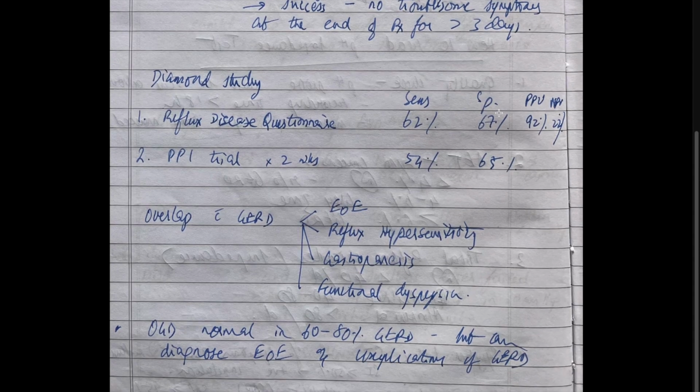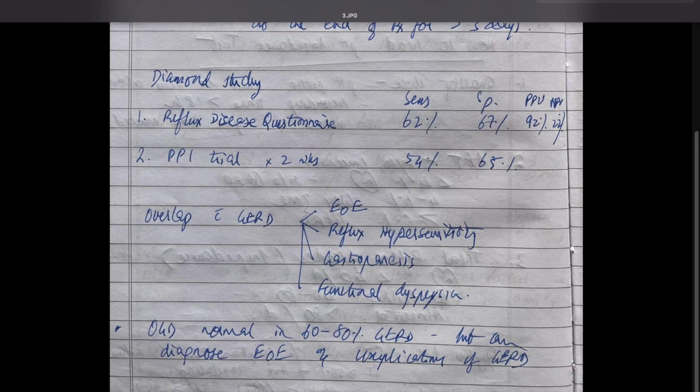OGDs are usually normal in 60 to 80% of patients presenting with GERD symptoms. But we still do endoscopy if we're suspecting eosinophilic esophagitis or a complication of GERD.